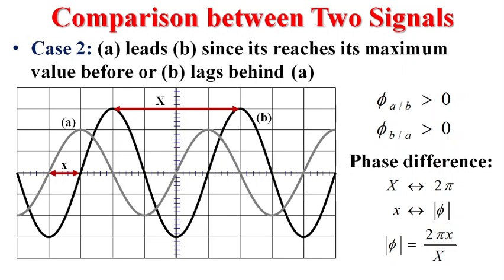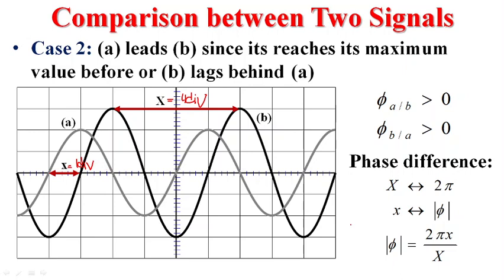Now to calculate the phase difference between two signals we need the number of horizontal divisions for one complete cycle. The two signals must have the same period, frequency and omega. If you notice, from here to here we have 4 divisions, and the gray one from here to here also has 4 divisions. The number of divisions between the two signals is 4 divisions, and the separation between the two signals, which is small x, equals 1 division.